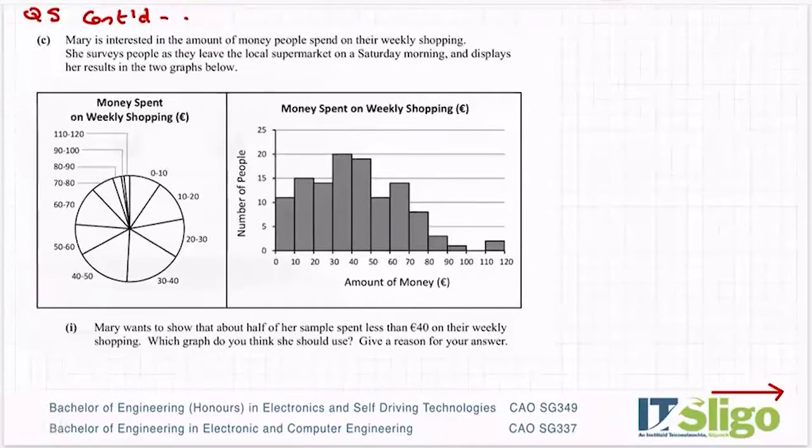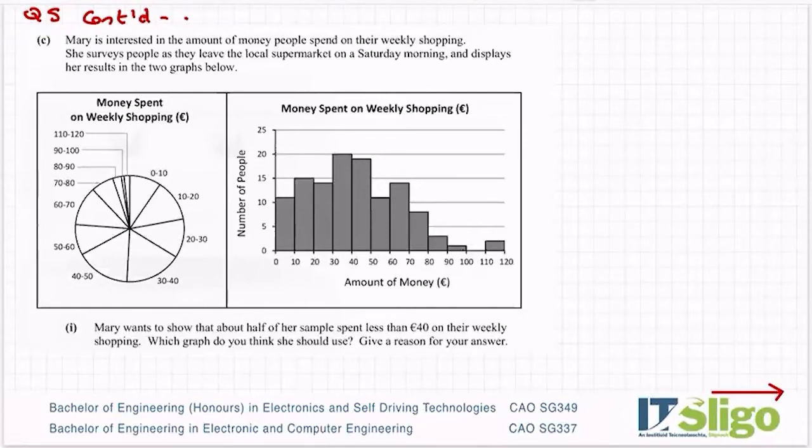Part C. Mary is interested in the amount of money people spend on their weekly shopping. She surveys people as they leave the local supermarket on a Saturday morning and displays her results in the two graphs below. So we have a pie chart of money from anything from 0 to 10 up to 120 euros. So there's our pie chart, all the different segments of the pie. And we have the same data in a histogram with all the different bars representing the number of people who spend that amount on their shopping.